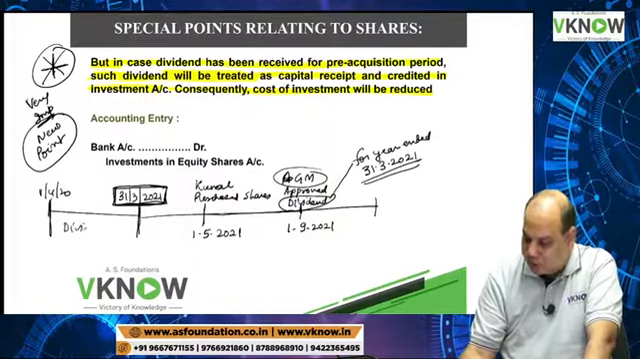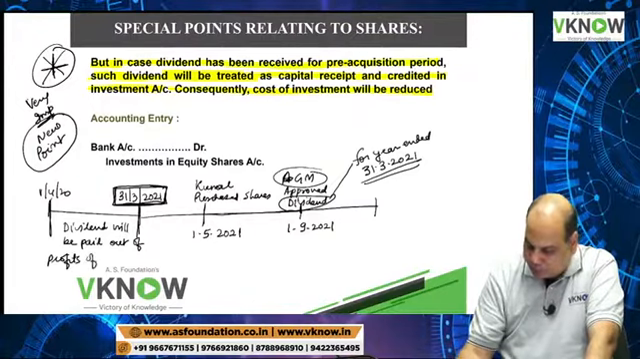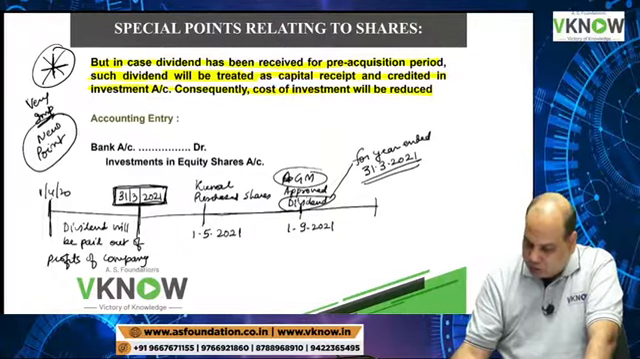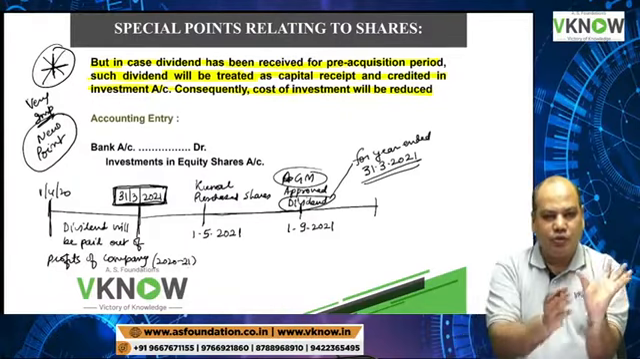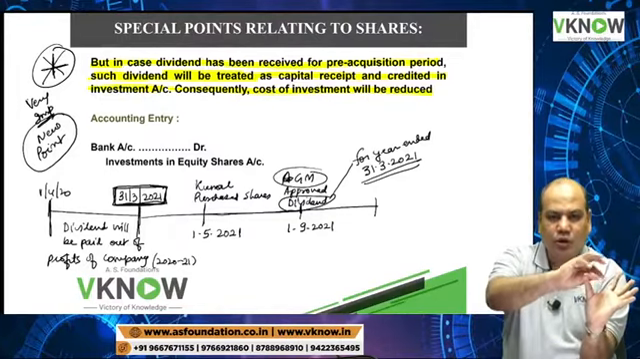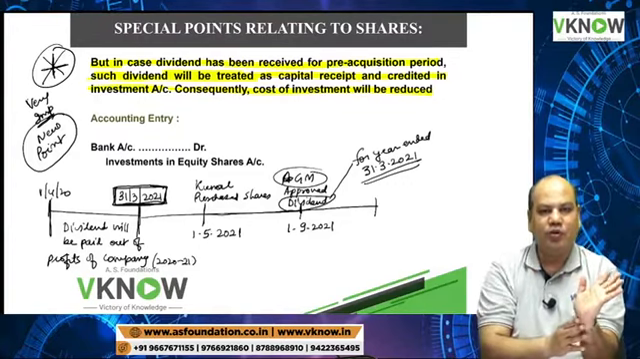Dividend will be paid out of the profits of the company earned between 2020 and 2021, because this is the financial year 2021. This is the year out of which dividend is paid to the shareholder.